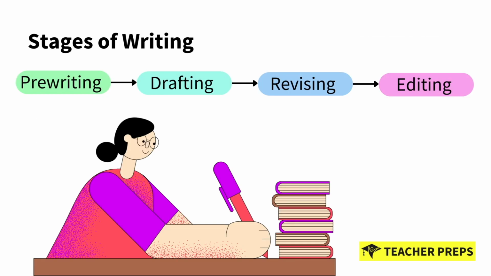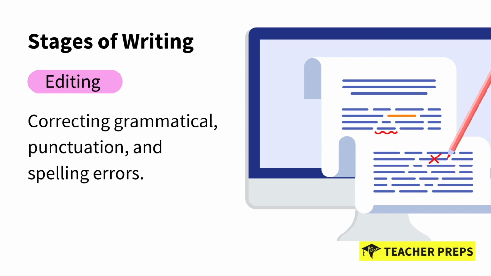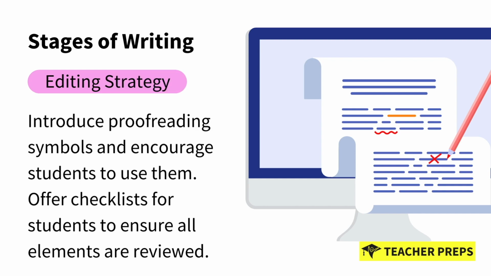Next, we move from revising to editing. This is the final touch stage before publishing, called editing, and this stage is all about correcting grammar, punctuation, and spelling errors. Instructional strategy here is to introduce proofreading symbols and encourage students to use them. Offer checklists for students to ensure that all the elements have been reviewed.